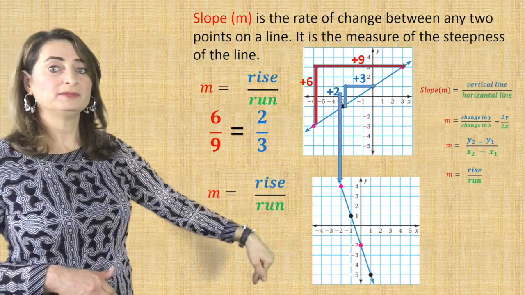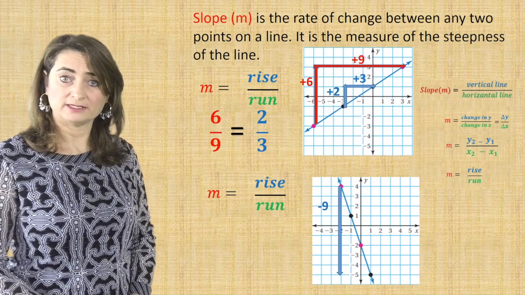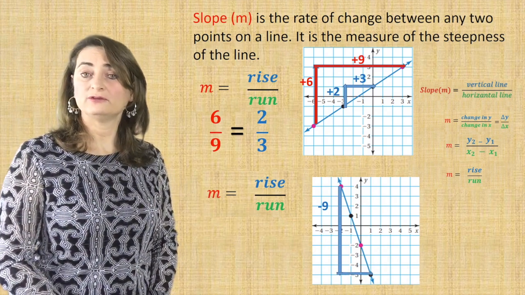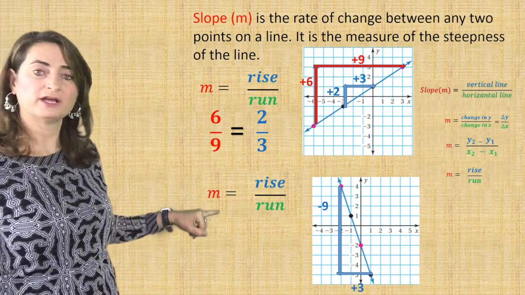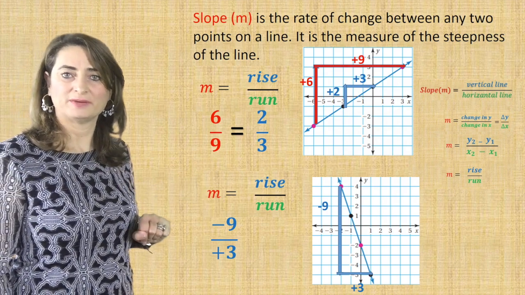Since you're going down, that means the y is going down or decreasing by 9, so it's negative 9 spaces. And then run to the black dot to the right, which means the x is increasing by 3. So the slope is negative 9 over 3 because y decreased by 9 and the x increased by 3.